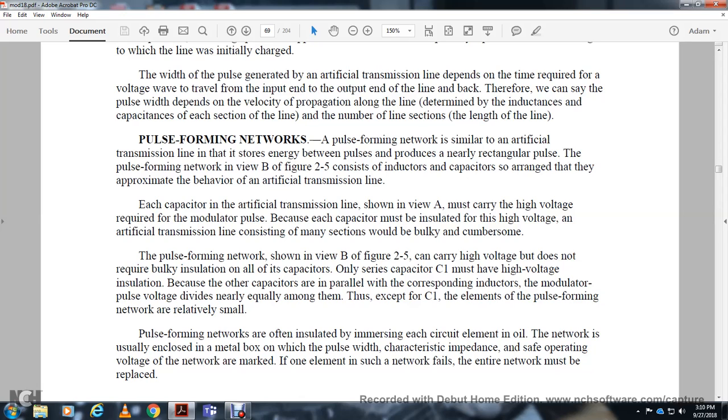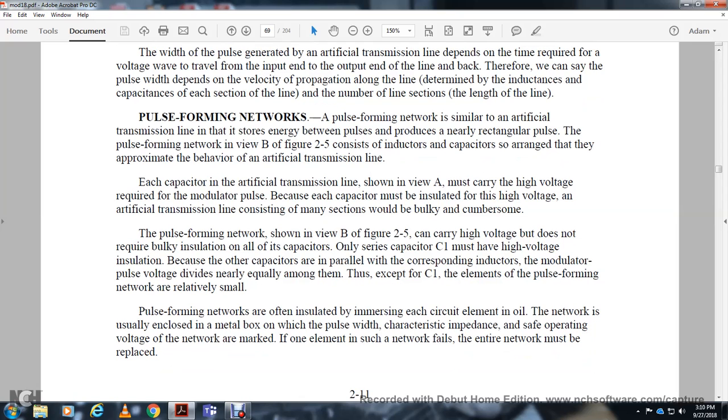Each capacitor of the artificial transmission line shown in view A must carry the high voltage required for the modulator pulse. Each capacitor must be insulated for a high voltage, so an artificial transmission line consisting of many sections would be bulky. The pulse forming network shown in view B, figure 2.5, also carries the high voltage but does not require bulky insulation for all the capacitors. Only capacitor 1 must have high voltage insulation, because the other capacitors are in parallel with the corresponding inductors and the modulator pulse voltage is divided nearly equally among them. Thus the capacitor and inductor elements of pulse forming networks are relatively small.